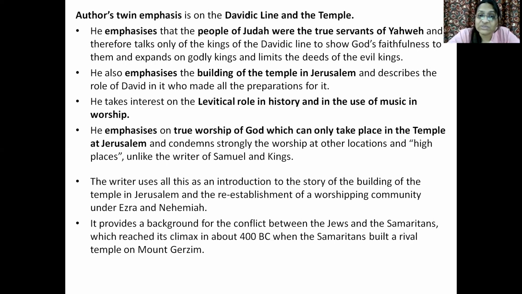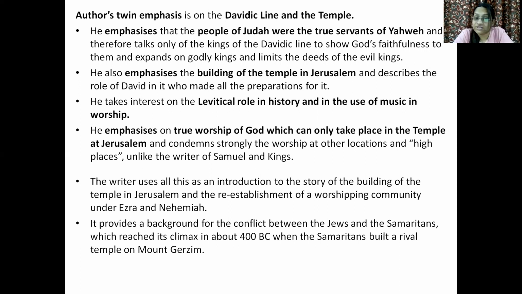He also emphasizes the building of the temple in Jerusalem. He describes that in full swing, in detail, and he describes the role of David, how David made all the arrangements and preparations for the temple. He takes interest in the Levitical role in the history and the use of music in worship. Because he is interested in worship and the temple, he emphasizes the true worship of God, and he says that true worship can only take place in the temple at Jerusalem and nowhere else.